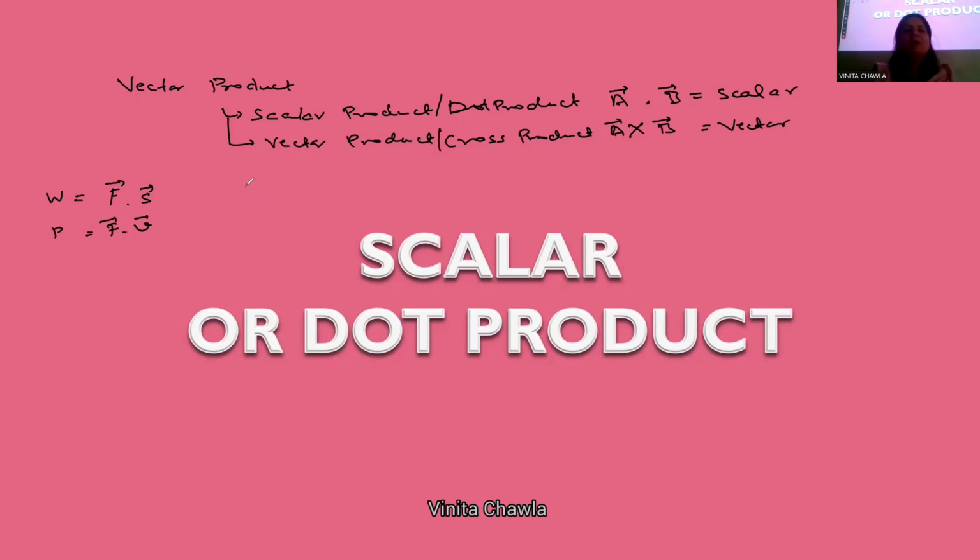While in vector product, when two vectors are multiplied, we get a vector quantity. Another vector quantity is angular momentum. We get angular momentum by taking the vector product of r and linear momentum. We get torque by taking the vector product of r and force. So here we get a vector quantity. To differentiate them, we put a dot here. That gives clarity: this is a dot product, so the result will be a scalar quantity; this is a cross product, so the result will be a vector quantity.